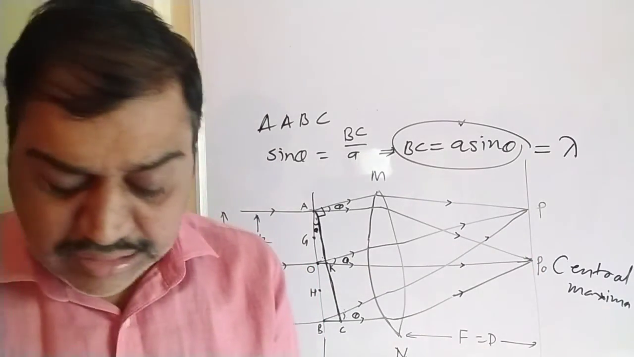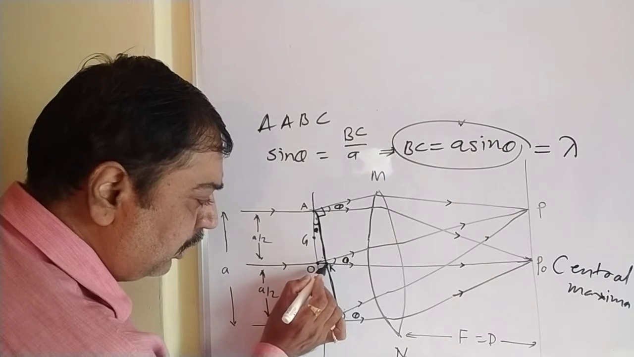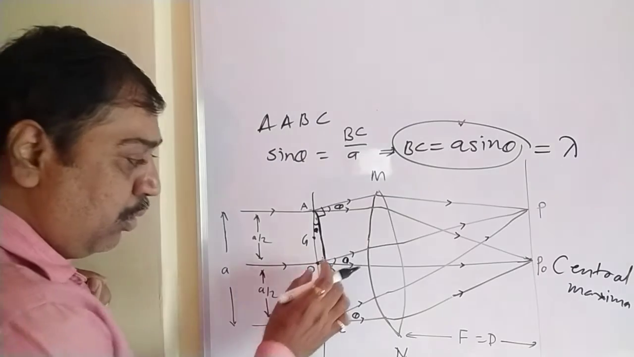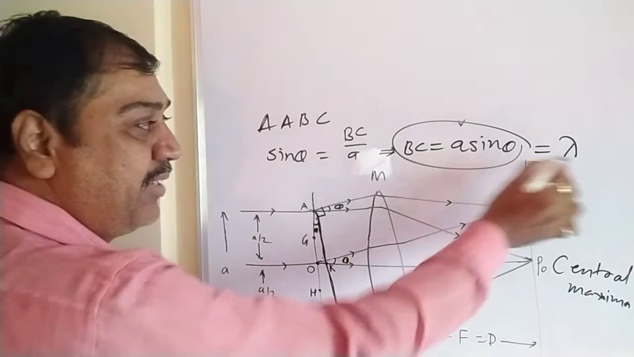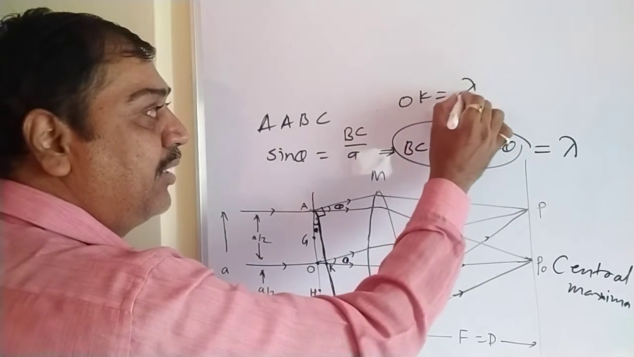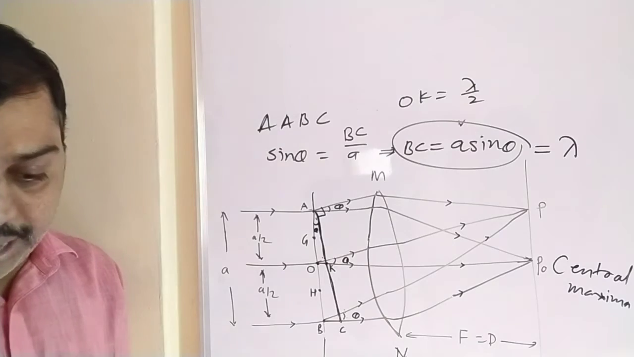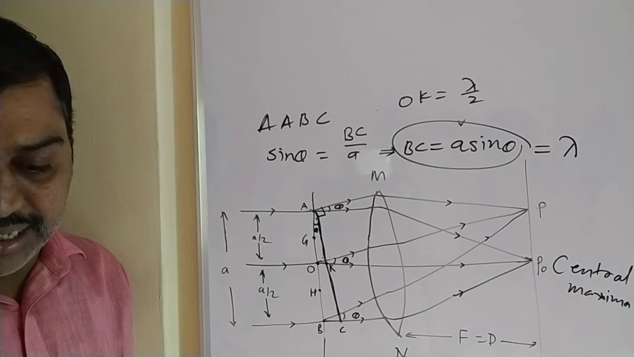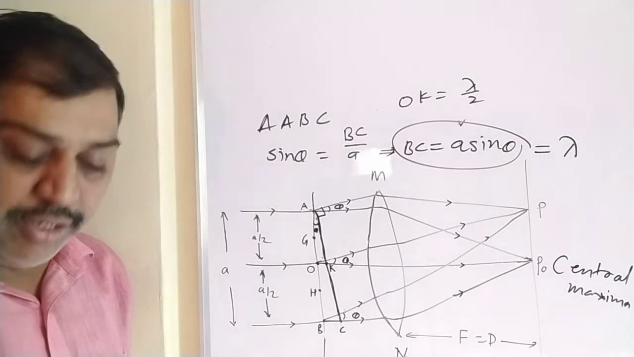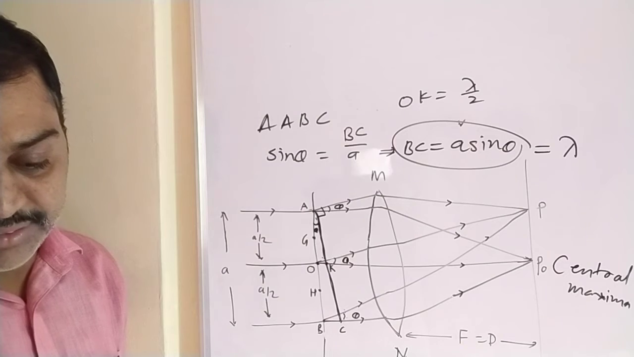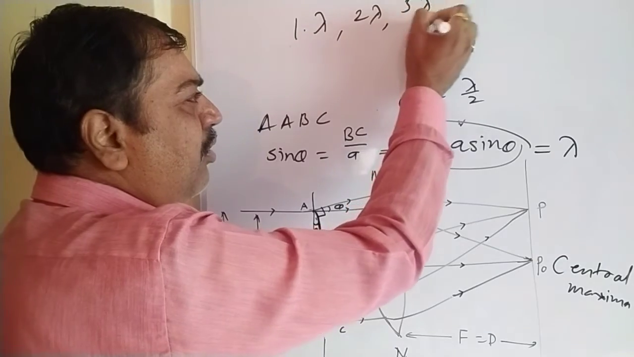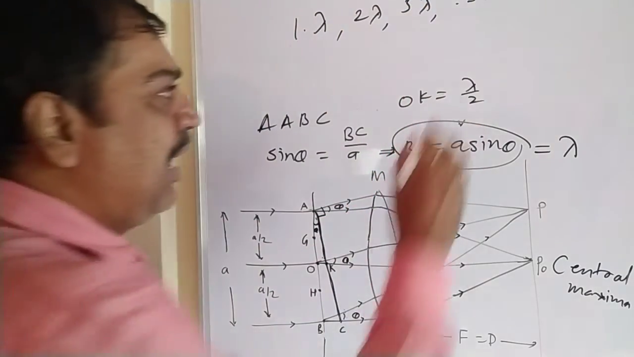Now let's go again. Let us consider point K. Here it is point O, and here this is the point K. If this is BC, OK must be half of BC. Now we assume that BC equal to lambda. So OK equal to what? This distance OK equal to half of lambda, means it is lambda by 2. Now if we solve it again and apply the conditions again here, point P again comes to be the minimum intensity point, that is said to be a dark point. So in general we can say when there is a path difference of 1 lambda, 2 lambda, 3 lambda, and so on, in general up to n lambda.